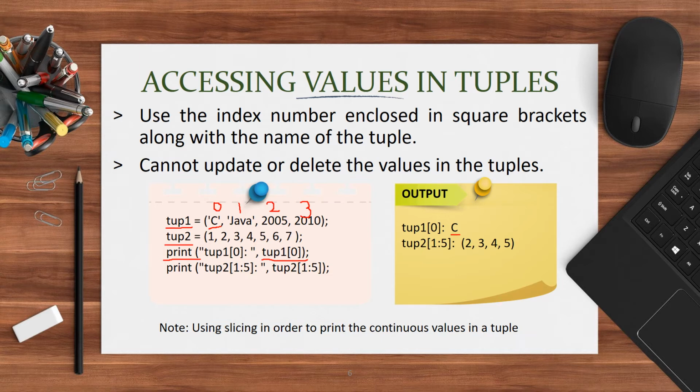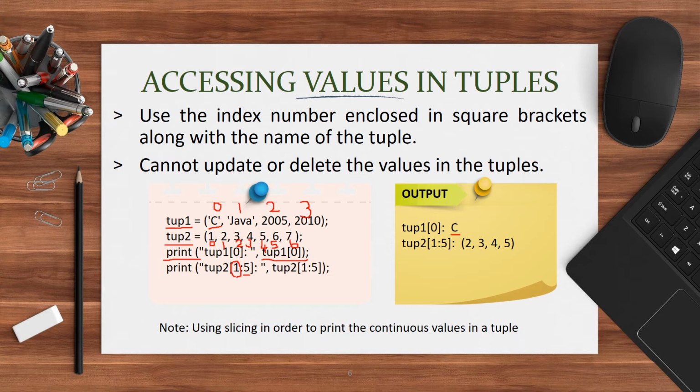Then see from the tuple 2, I am going to start with an index from 1 to 5 values. So in the tuple 2, it will print from the 1 up to the 5 value. See, here it is 0, 1, so this one is 2, this is 3, this is 4, this is 5, and this one is the sixth value.